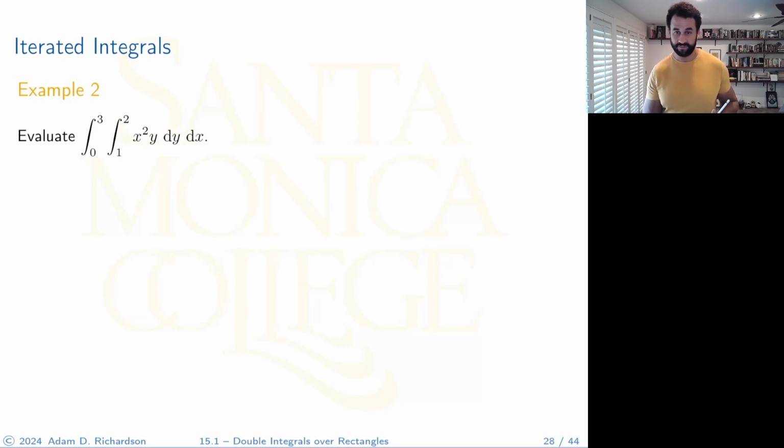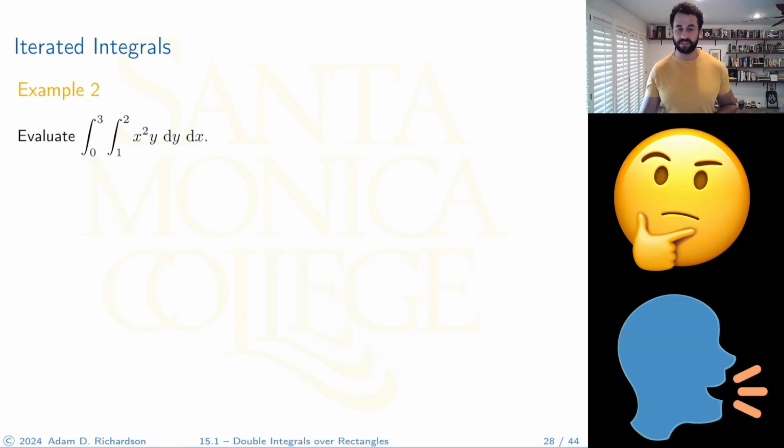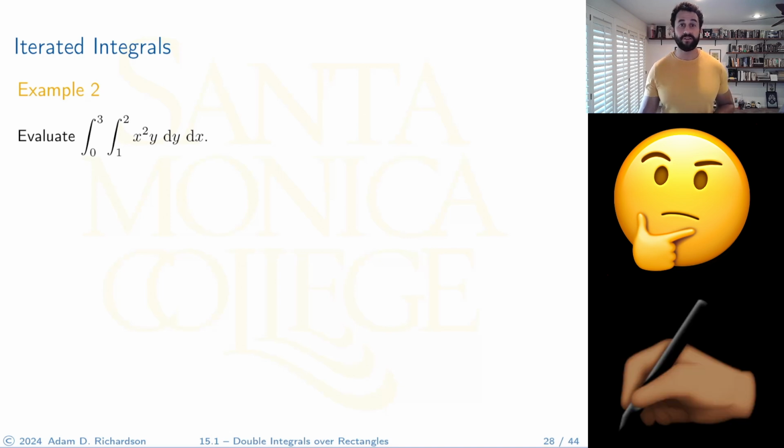So let's try an example. This one I want you to try on your own before we go through it. Evaluate this double integral, the integral as y goes from 1 to 2 and x goes from 0 to 3, of x squared y. Look at this for a moment and think about how you would start. Now say something out loud about how you're going to start. What are you going to try first? Now try to work it out on your own, and we will do it together in just a moment.